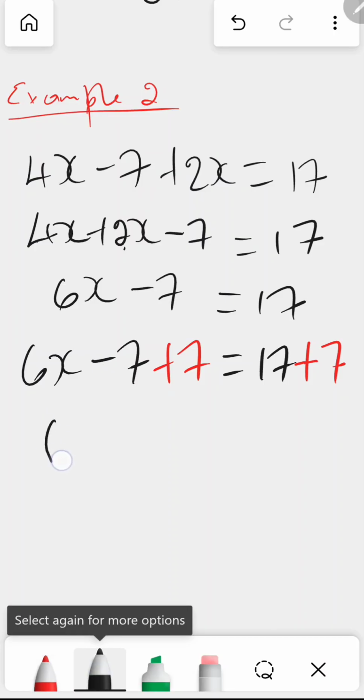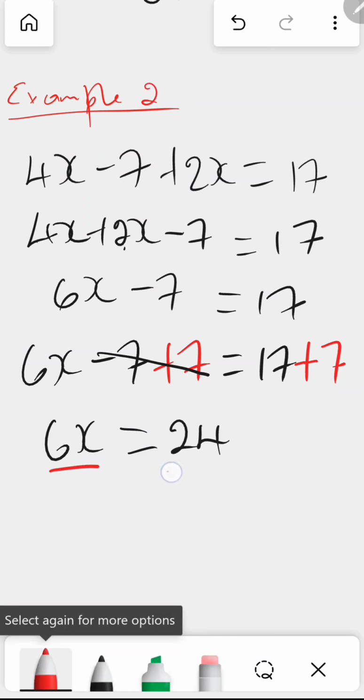And we end up with 6x. If you owe 7 and you give 7, nothing is left. Equal 17 plus 7 is 24. Now we go ahead and we are going to divide both sides of the equation by 6, because we want to get x by itself. So let's go. Here we divide both sides by 6.